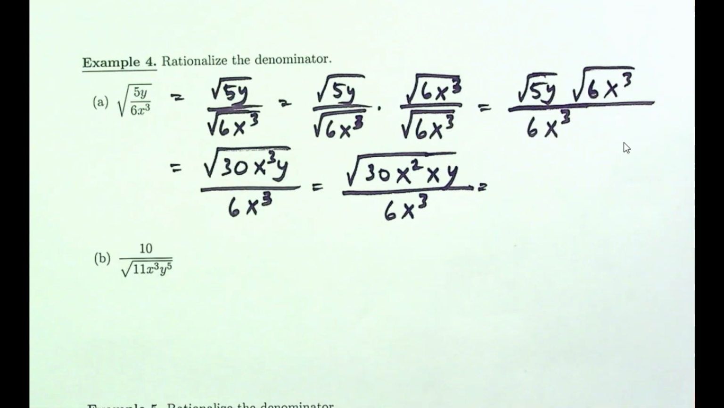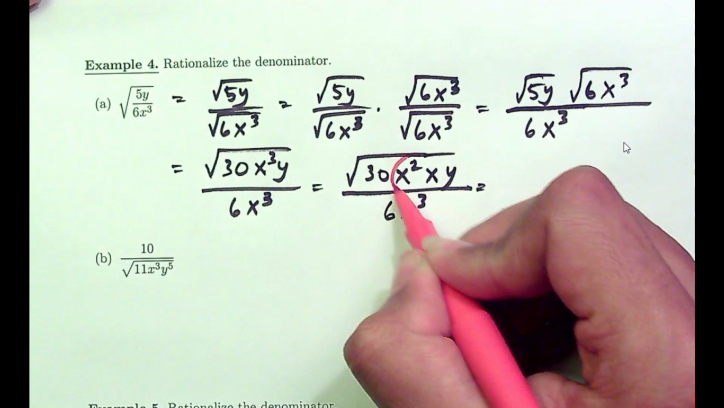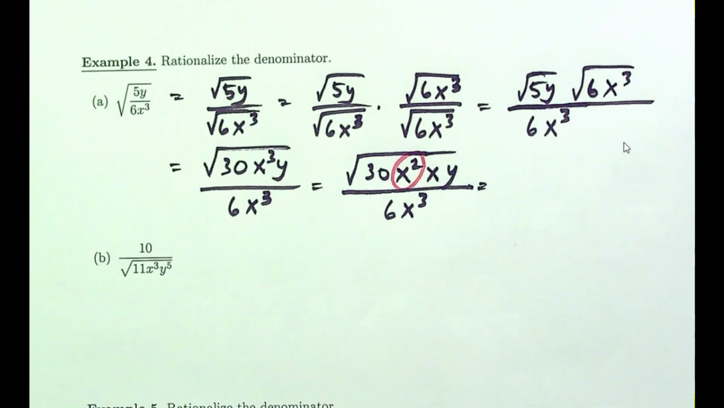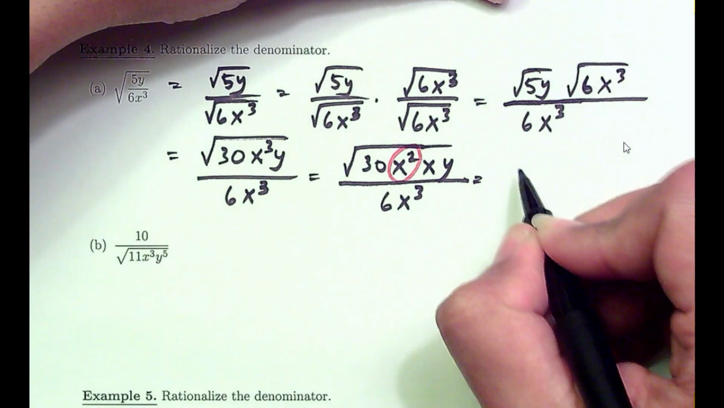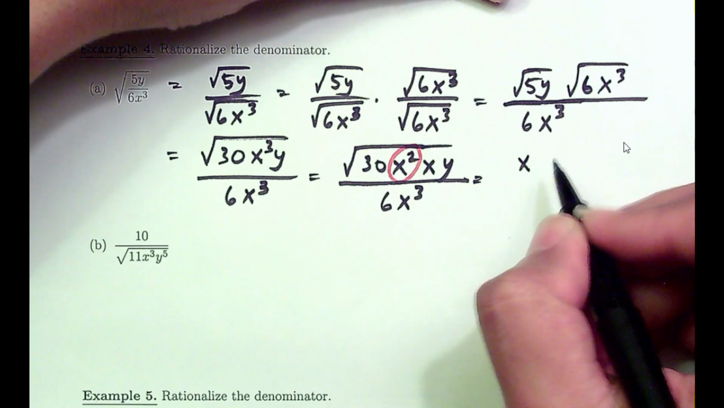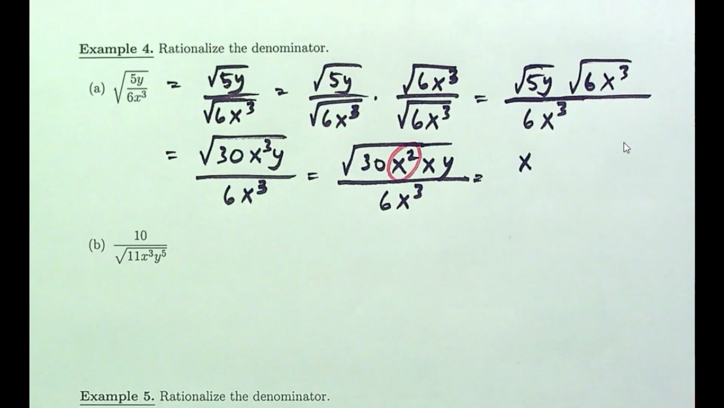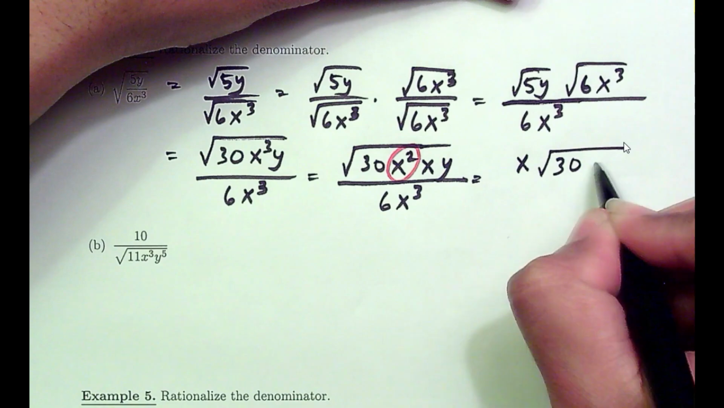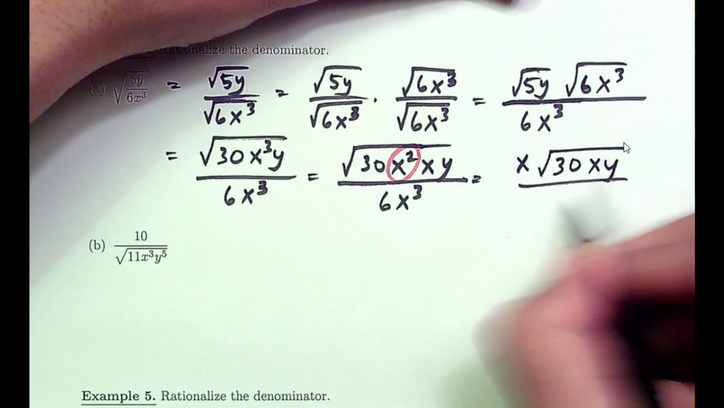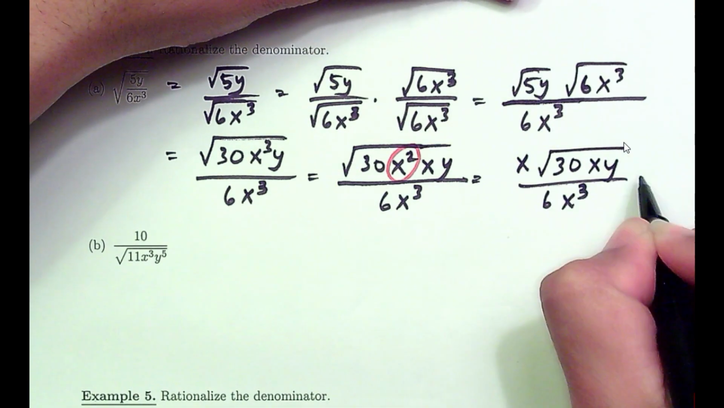And now, this thing has a perfect square root. The square root of that is just x, assuming that x is positive. Otherwise, you have to put absolute value, but I told you we won't worry about that. All right, so x to the 1 or just x, and then the rest stays inside. 30xy over 6x cubed.